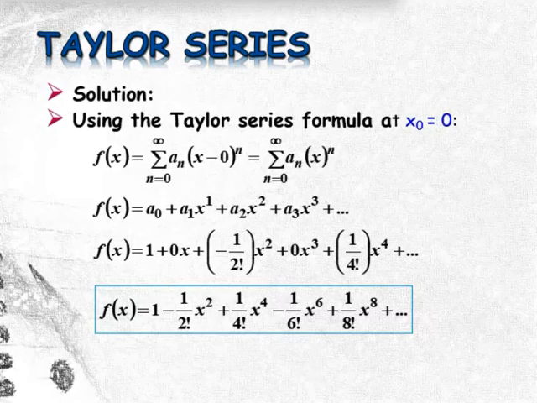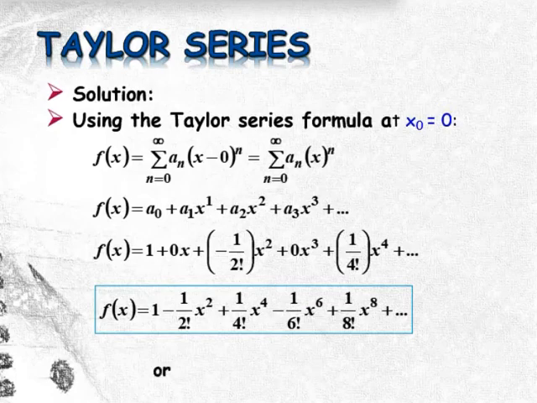So meaning, the Taylor series for cosine x is equivalent to f of x equals 1 minus 1 over 2 factorial times x squared plus 1 over 4 factorial times x to the fourth minus 1 over 6 factorial times x to the 6 plus 1 over 8 factorial times x to the 8 and so on. Wherein we can say that we end up with an infinite series which is also an alternating series.